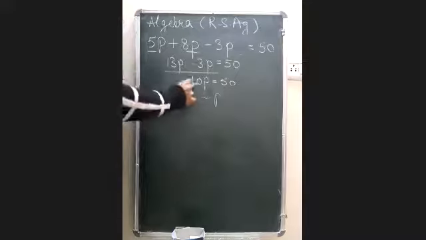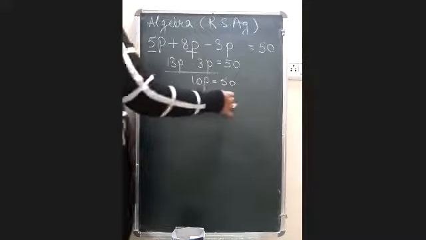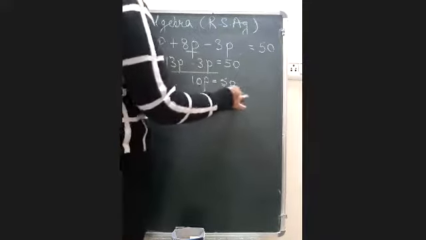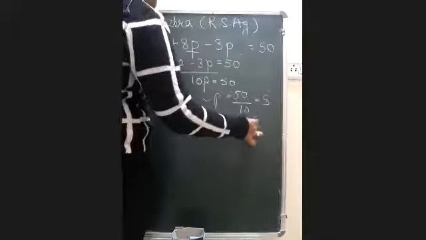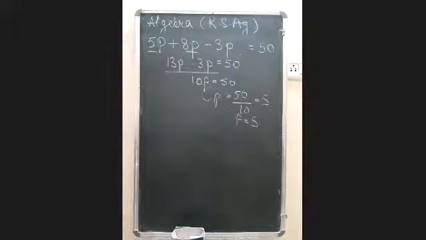And when you solve, 10p means 10 into p. So when you transfer it, it will give us 50 upon 10, which will give us 10, and p value will be 5. So this was a normal question like other questions.